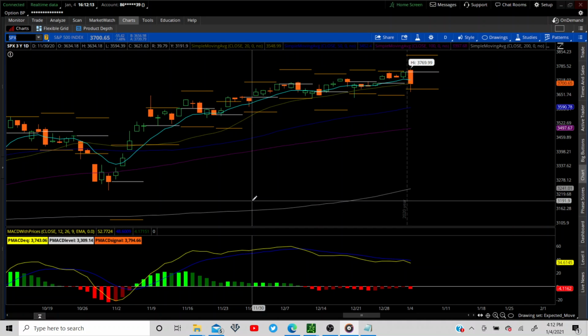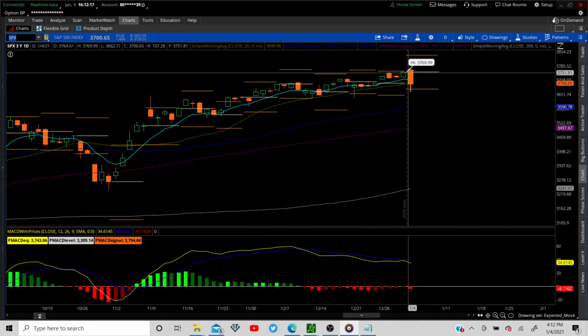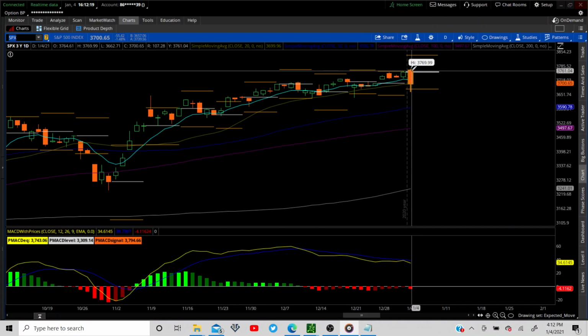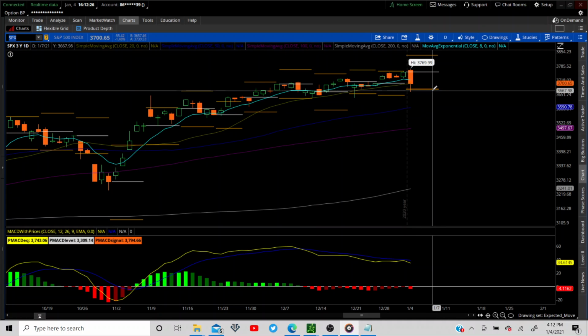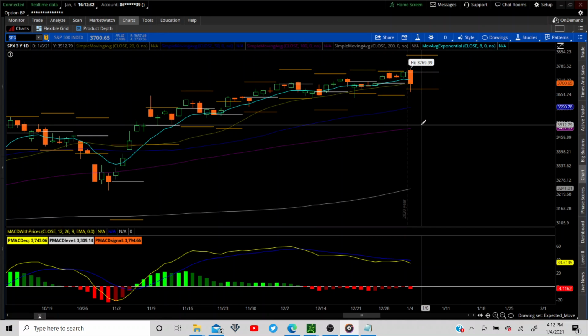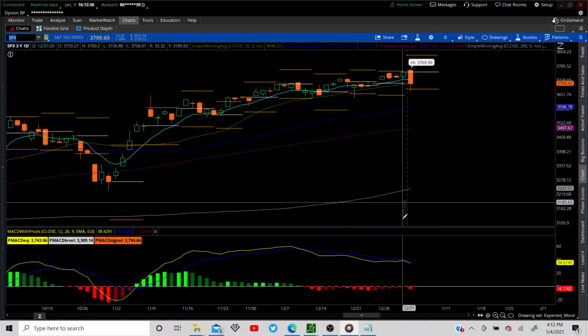First, we have the options expected move for the week, the SPX. We started right on the week, went up just a little bit, and then just crashed right down to the lower edge, about 36.75. It recovered a little bit. We're still underneath the 8 MA and we're right on top of the 20-day MA.